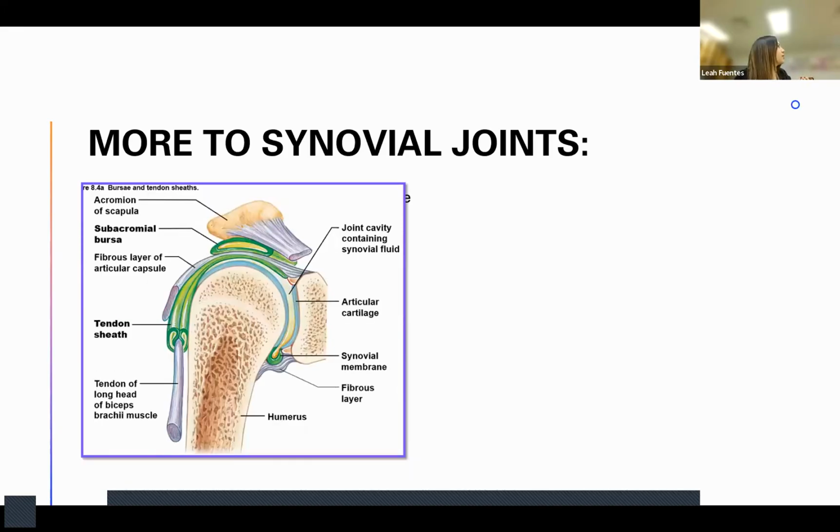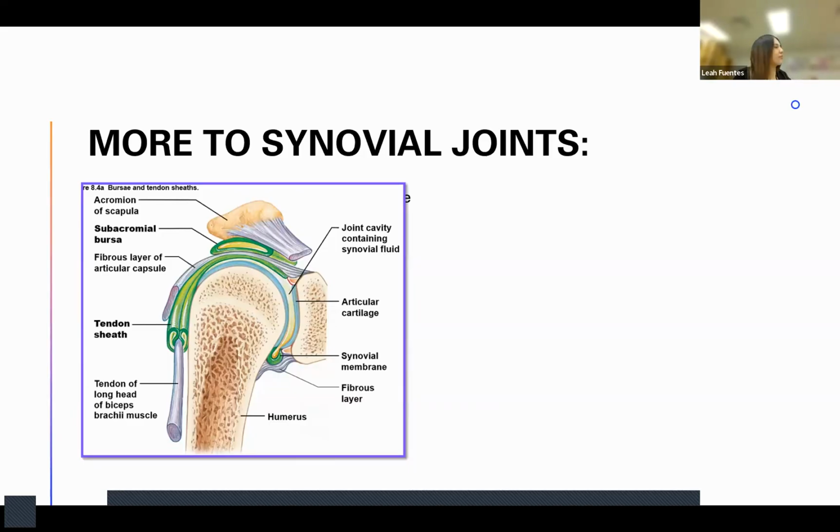This is what I am talking about here. If you can see it, this is where we have that bursae with the tendon sheath. This is your humerus articulating with your scapula, because we have the acromion of our scapula here. This top one is that subacromial bursae. I'm not entirely sure if you would have to know the specific name of the bursae or just that that's what it is.